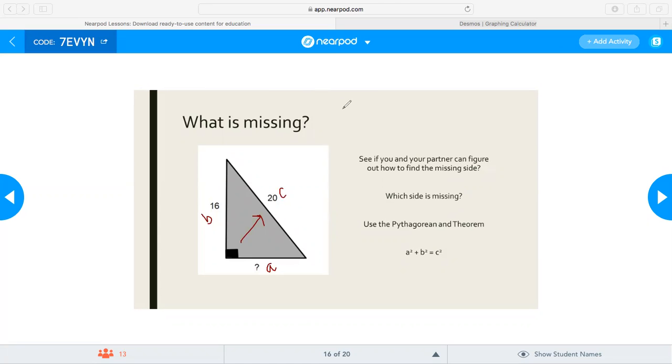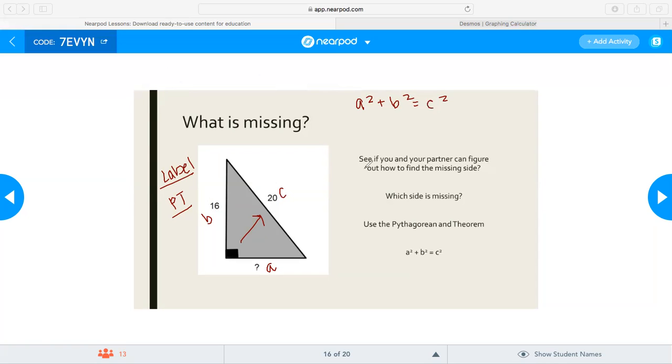So I labeled my triangle. Now I'm going to write down my Pythagorean Theorem formula. Always, always, always. First thing I do is label, then write down the Pythagorean Theorem formula. This will help me and guide me in what to do. The C looks weird. Let me rewrite it.